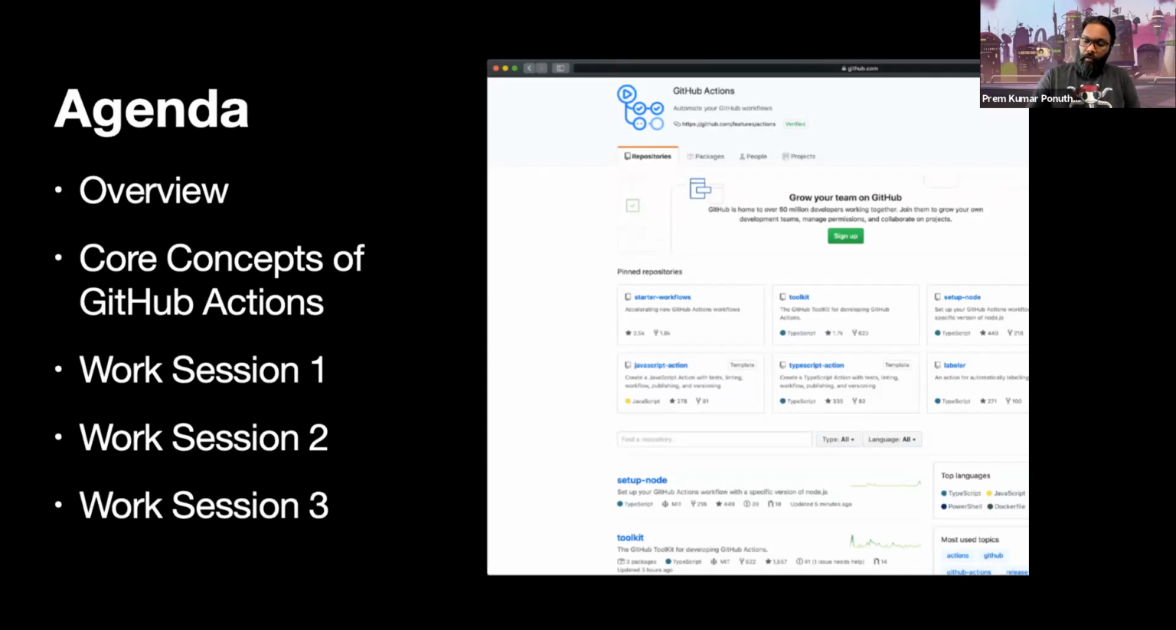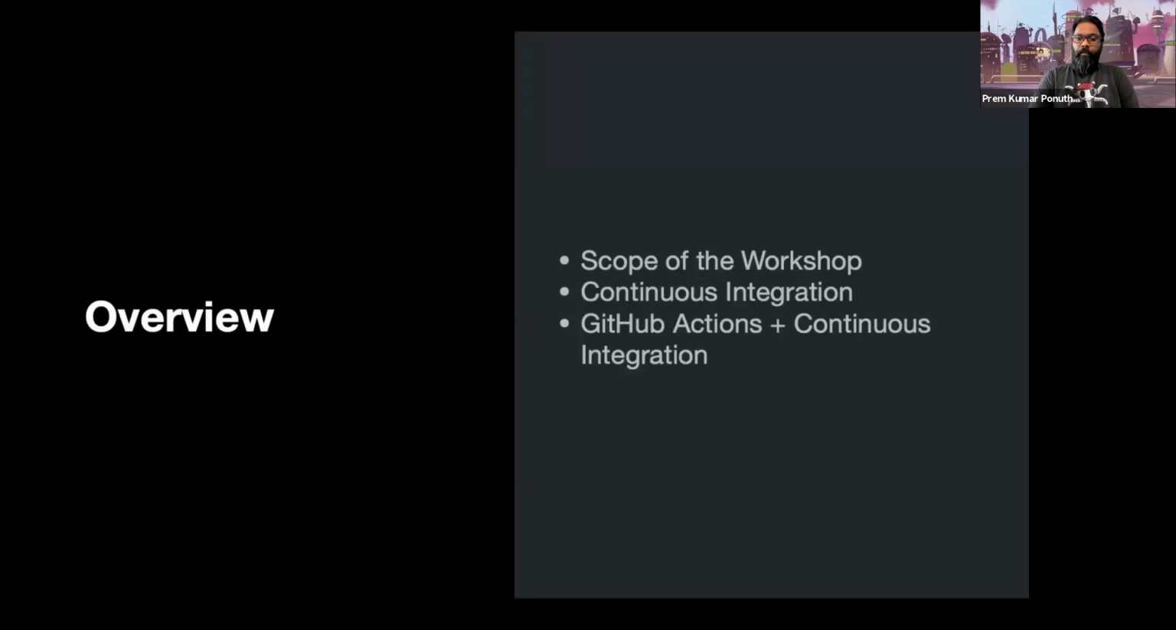All right. With that, let's start off first with a bit of an overview where I'm going to explain a little bit on the scope of the workshop, recap a little bit on continuous integration, and take a look at how GitHub Actions fits in that dimension of continuous integration for your software development workflows, right?